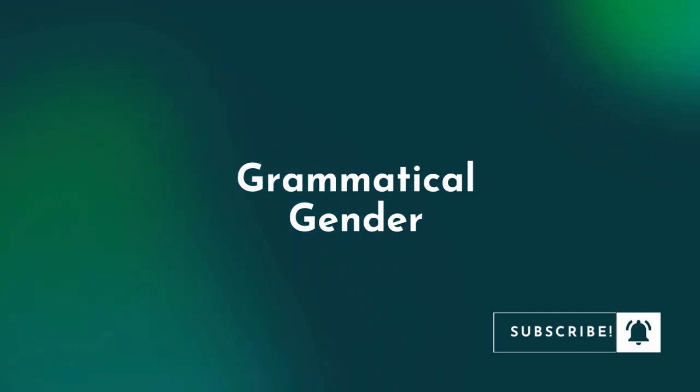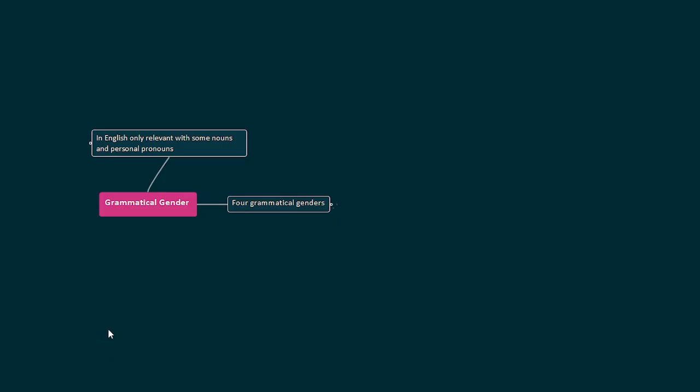In English, gender is only relevant with some nouns and some personal pronouns. Some authorities also refer to it as grammatical sex. So you might come across those terms, and that's simply what it's referring to. We've got 4 grammatical genders in English. We have the common gender, the feminine gender, the masculine gender, and the neuter gender.